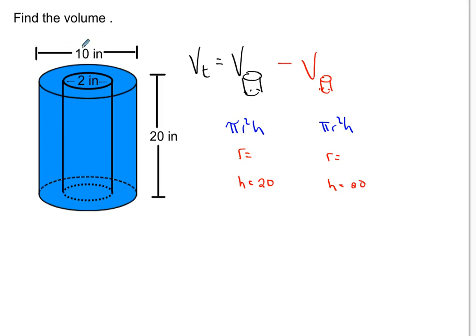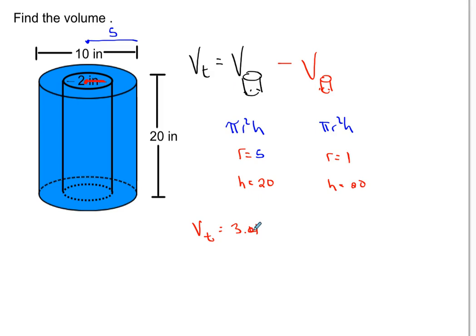It gives me the diameter here is 10, so the radius, halfway out, is only going to be 5. So the radius of the bigger one is 5, and then for the smaller one, there's a 2 on the inside there. See that? So the whole diameter is 2, which means the radius here is actually just 1.